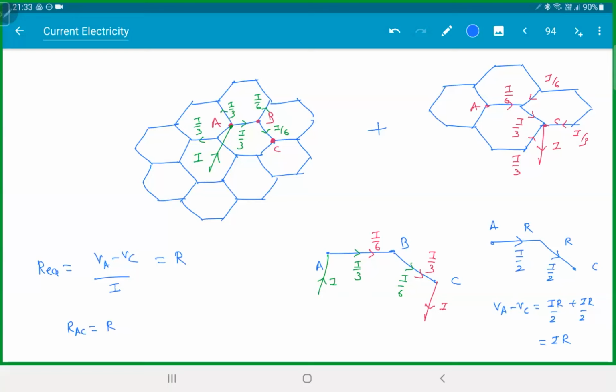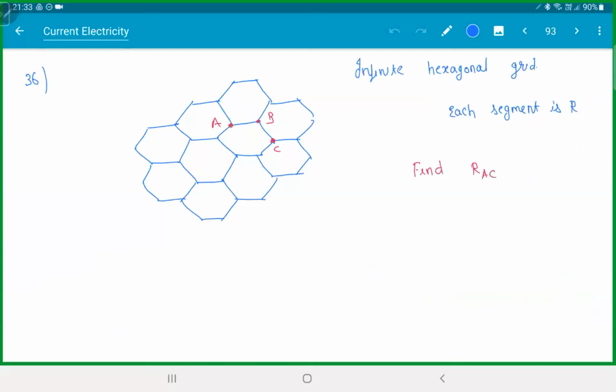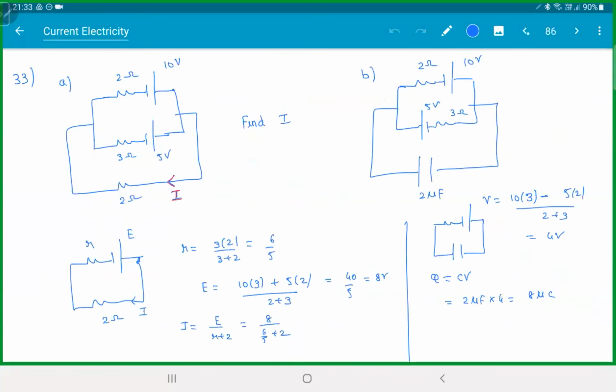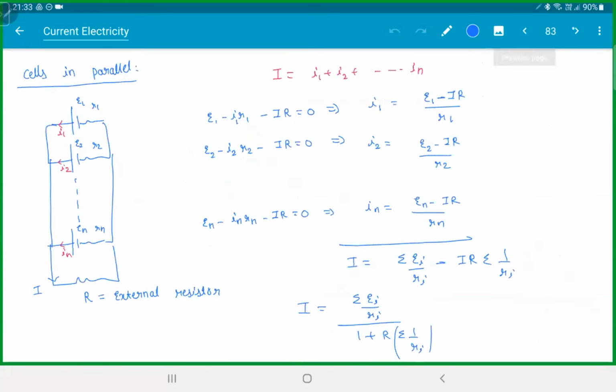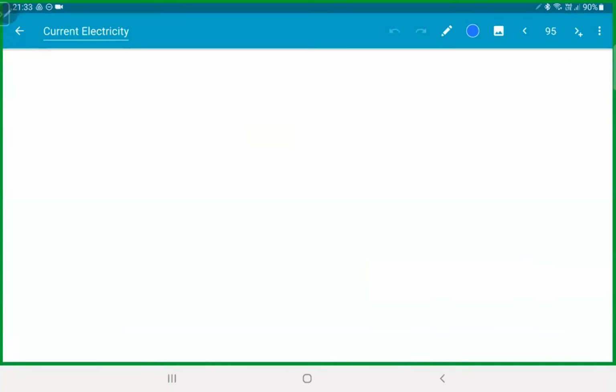Next one. So last time we did batteries in series and parallel. Next thing is mixed grouping. This is important. The result is more important. So what is this mixed grouping? Consider if you have n identical batteries.